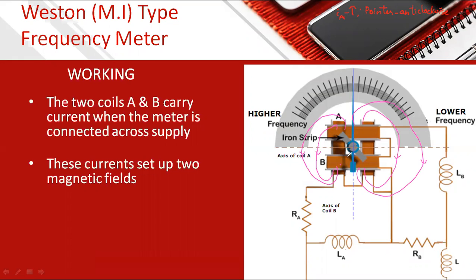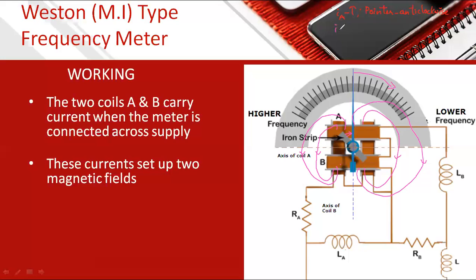Ultimately, we are going to have more magnetic field aligned to this axis of coil B. So your iron strip will get attracted to this, so it will try to move in a clockwise direction. When it moves in a clockwise direction, you will have the pointer also moving in a clockwise direction. So let us summarize that one also.